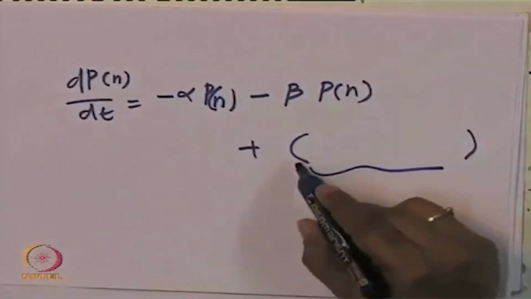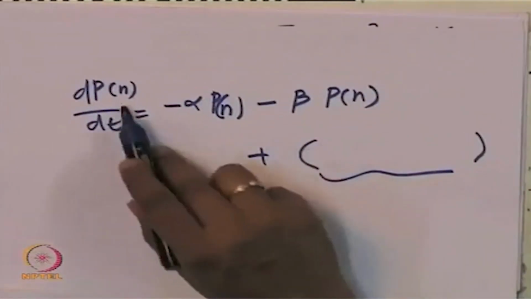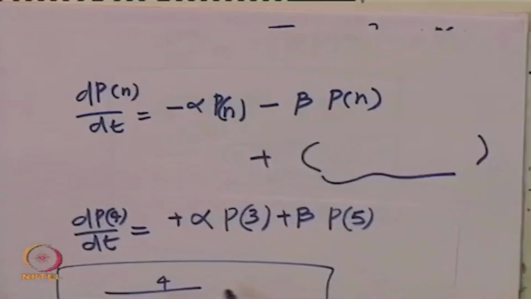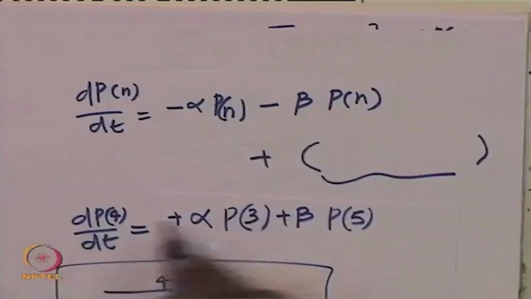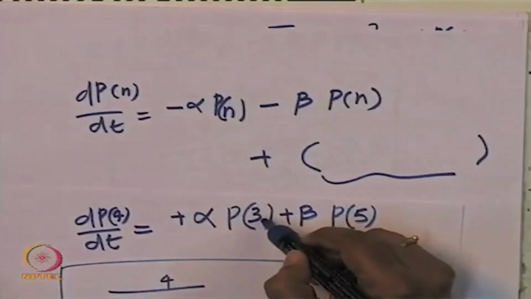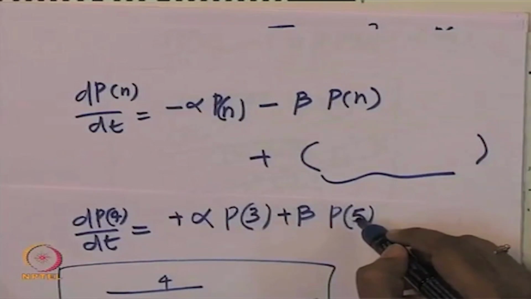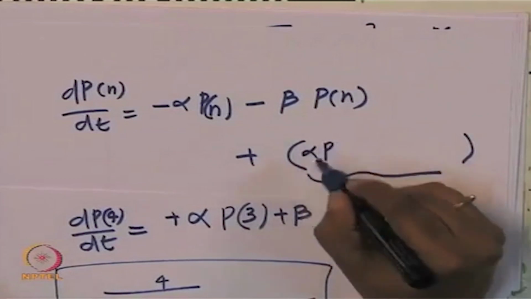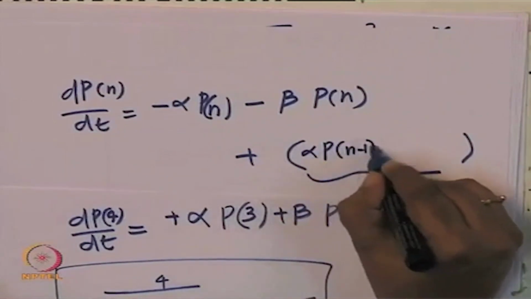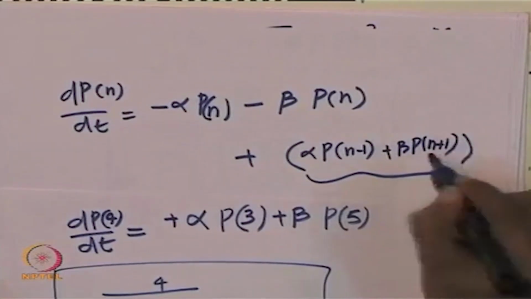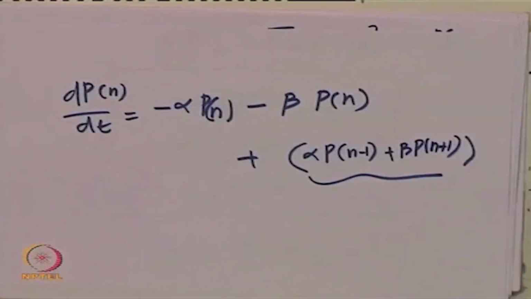So, here the n can decrease with alpha and beta, and it can increase given that a 3 comes to 4 or a 5 comes to 4. So this is n, this is n minus 1 and this is n plus 1. So whatever here is alpha into P n minus 1 plus beta into P n plus 1. So these are the only things that can happen.